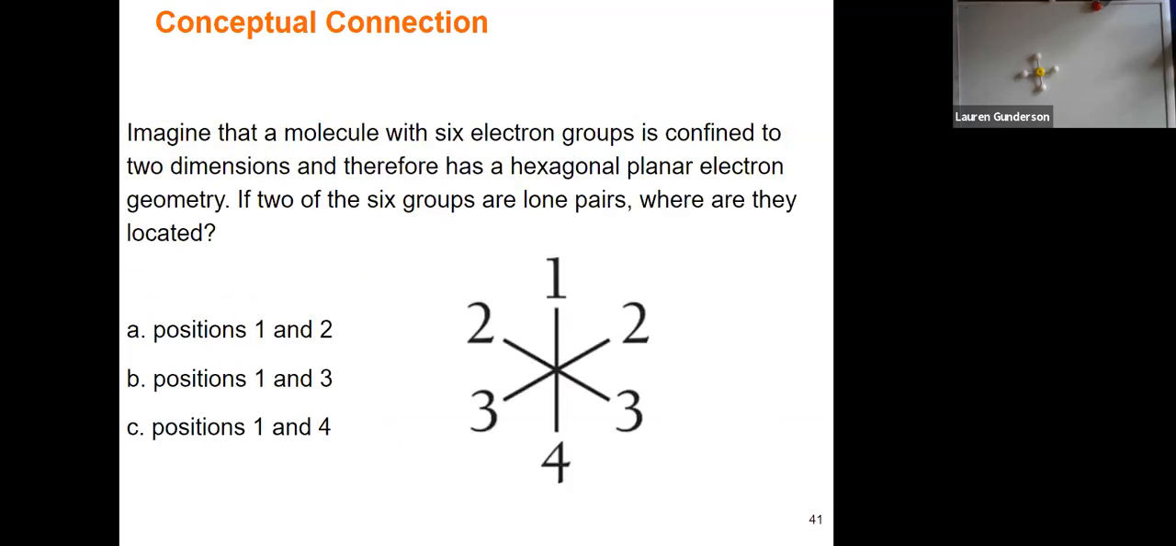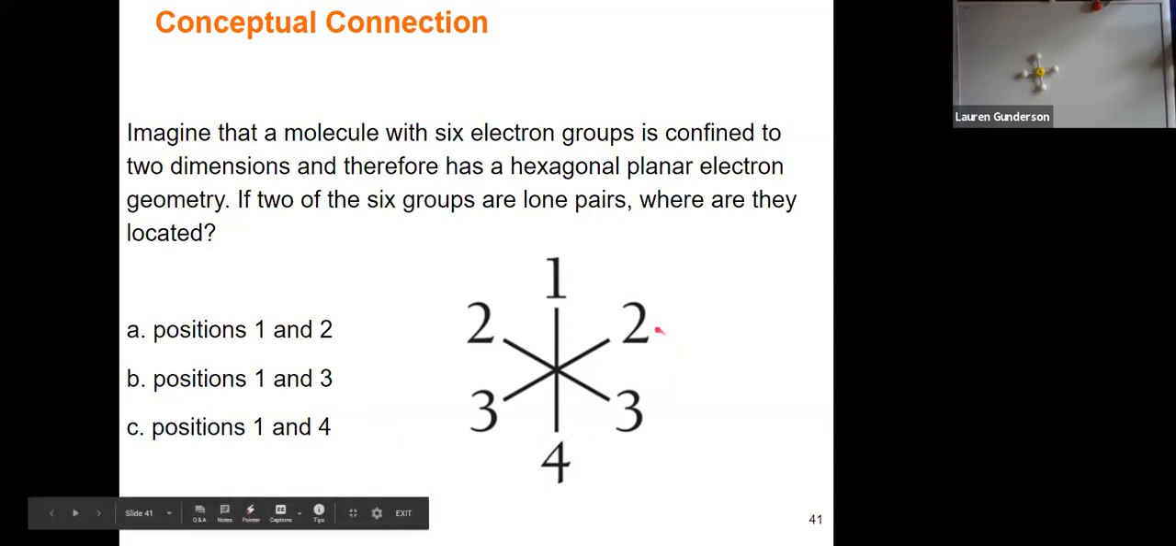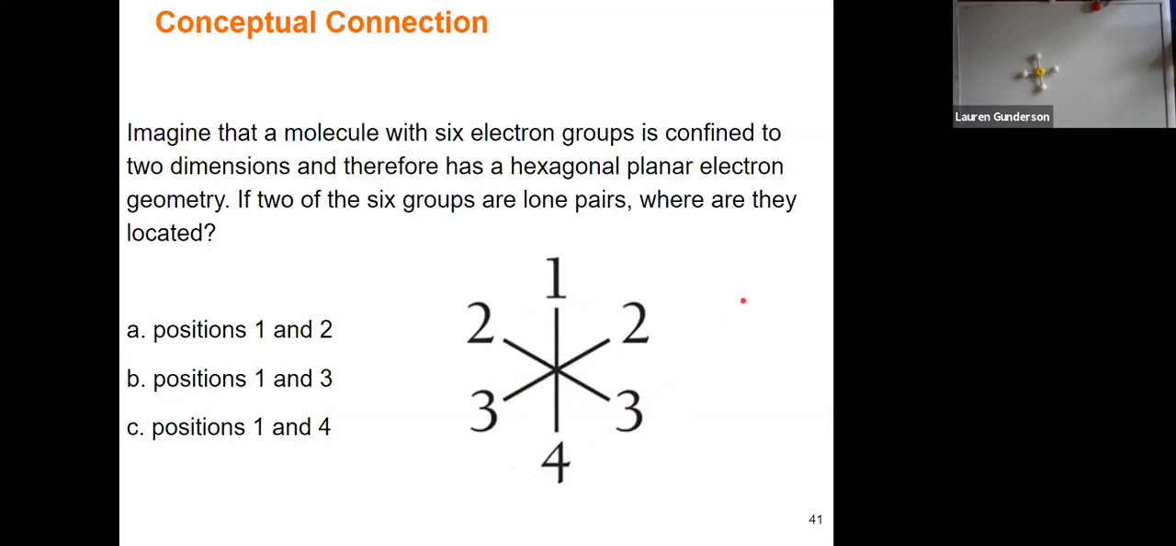Okay, imagine that a molecule with 6 electron groups is confined to 2 dimensions and therefore has a hexagonal planar electron geometry. If 2 of the 6 groups are lone pairs, where are they located? Okay, so say that you had to have your geometry squished down into 2 dimensions. Okay, and you have 4 bonding groups and 2 lone pairs. Where would your lone pairs want to be? You have 3 choices here.